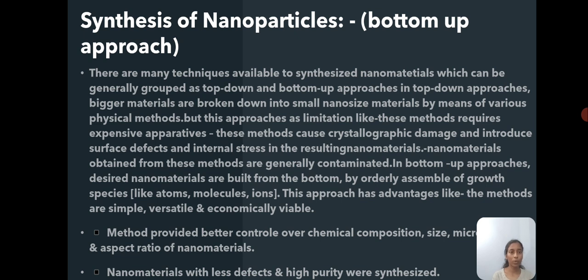In the bottom-up approach, desired nanomaterials are built from the bottom by orderly assembly of growth species like atoms, molecules, and ions. This approach has advantages: the methods are simple, versatile, and economically viable. The methods provide better control over chemical composition, size, morphology, and aspect ratio of the nanomaterials. Nanomaterials with fewer defects and high purity are synthesized.